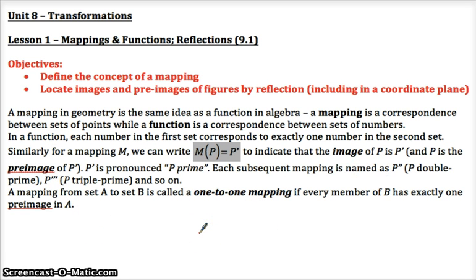Let me read it to you the way it is here. Mapping in geometry is the same idea as a function in algebra. In functions in algebra, you had inputs and outputs, and this is kind of the same thing. A mapping is a correspondence between sets of points, while a function is a correspondence between sets of numbers. In a function, each number in the first set corresponds to exactly one number in the second set. Similarly, for a mapping, we write this. You get one input point, and it comes out as an output point.